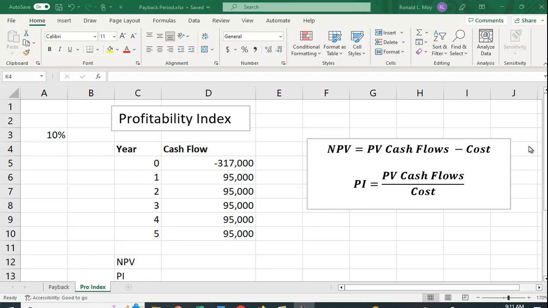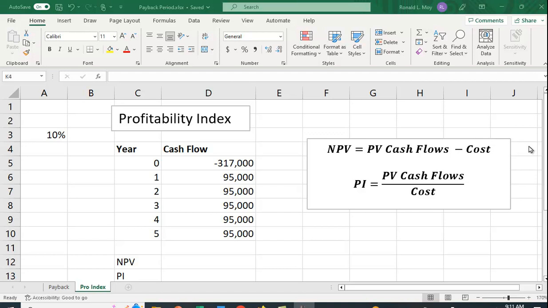Let's take a look at how we can calculate the profitability index using Microsoft Excel. Before I show you the calculation, let me just compare the profitability index to net present value.